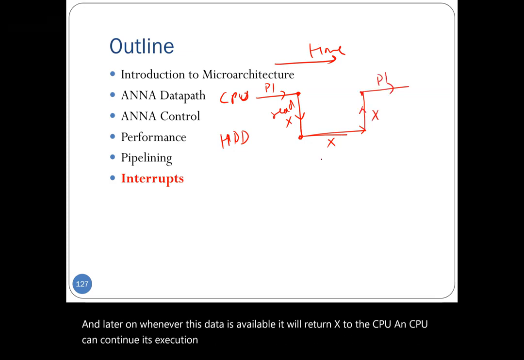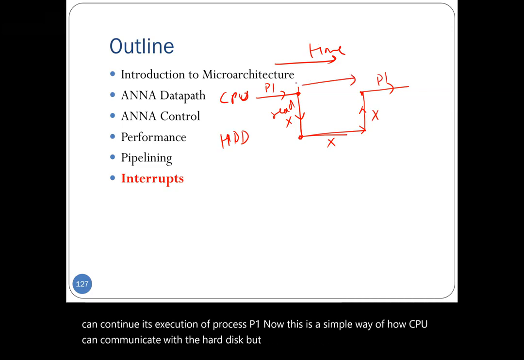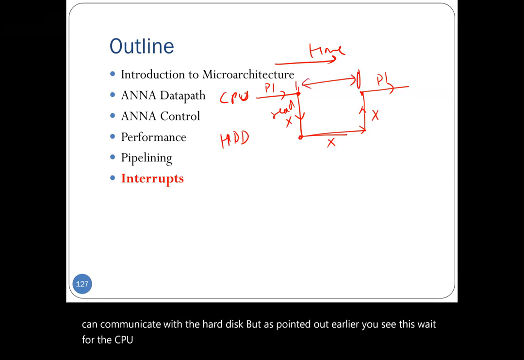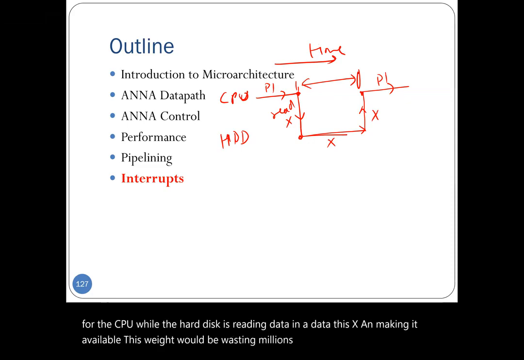Now, this is a simple way of how the CPU can communicate with the hard disk, but as pointed out earlier, you see this wait for the CPU while the hard disk is reading data X and making it available. This wait would be wasting millions of CPU cycles. So it's very inefficient.